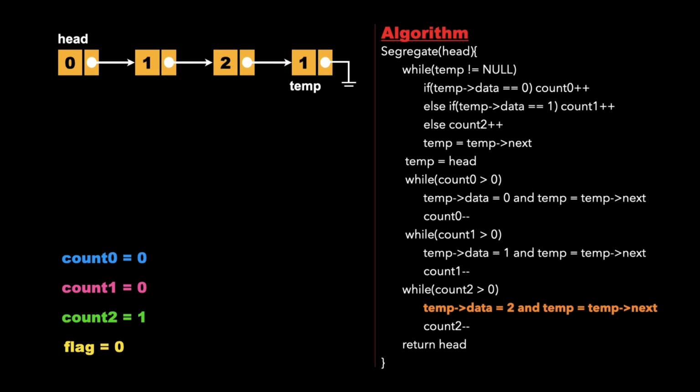We make temp of data as 2 and temp as temp of next and decrement the value of count 2. So count 2 now becomes 0, which is not greater than 0. Therefore we exit the while loop and finally we return the head pointer. So we have a linked list which is sorted, that is 0, 1, 2, 2.